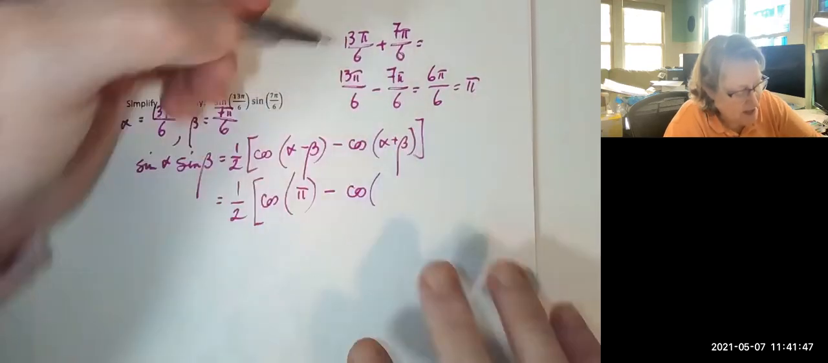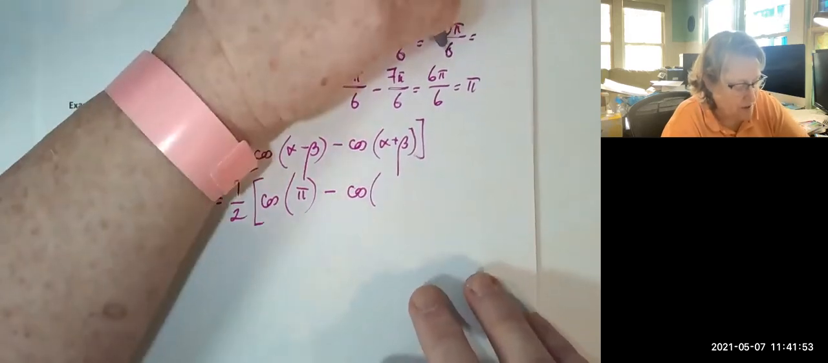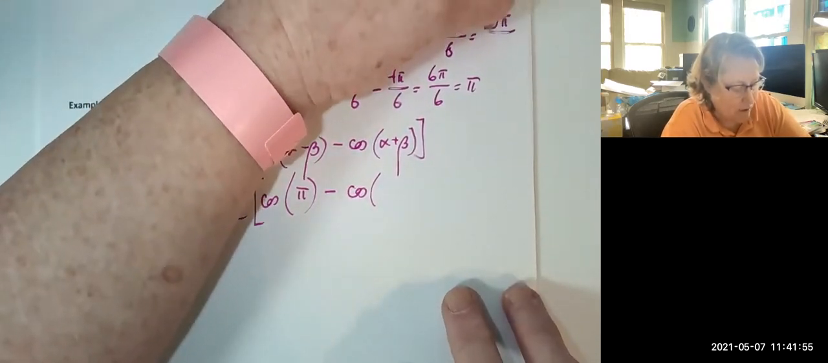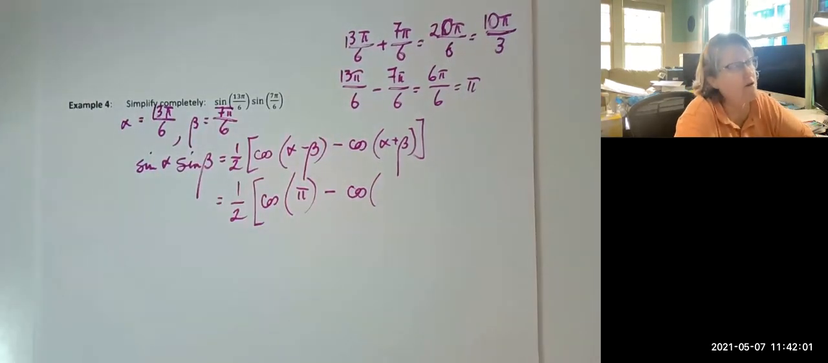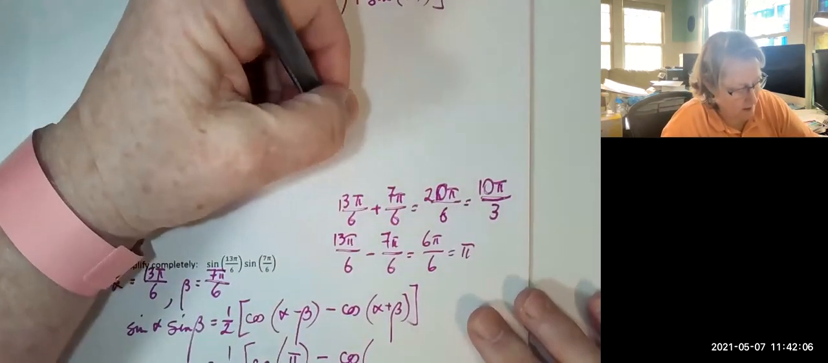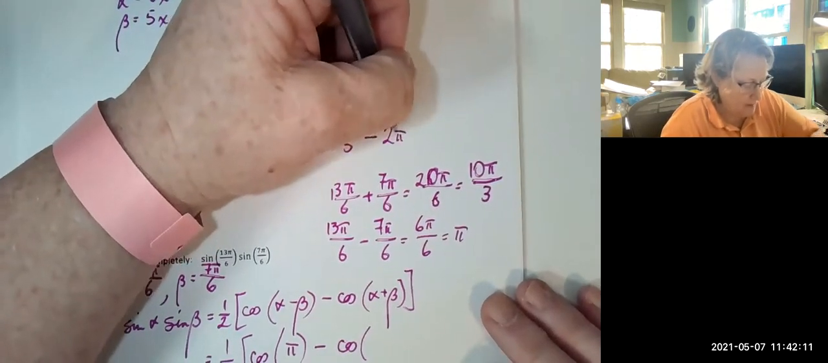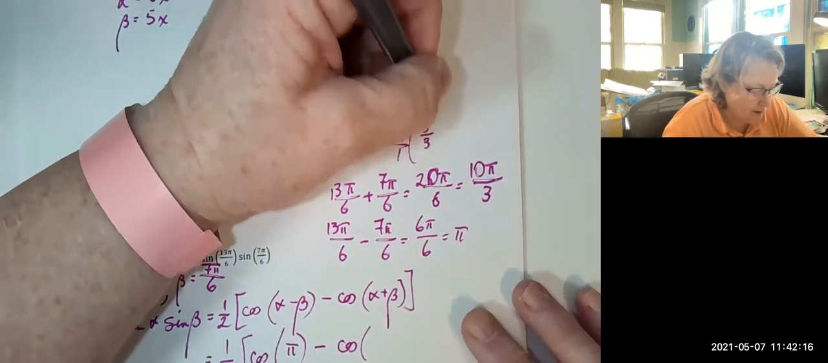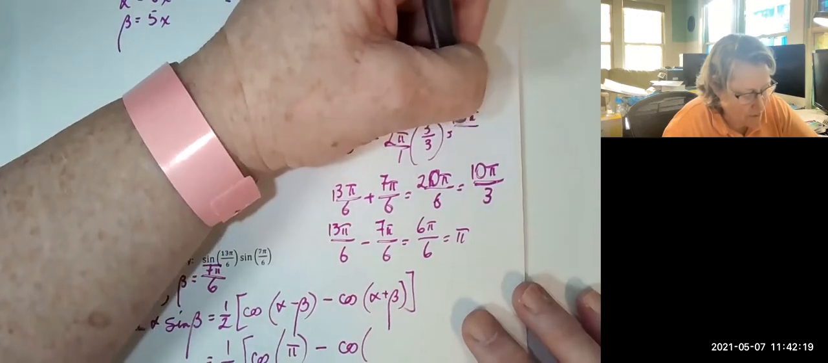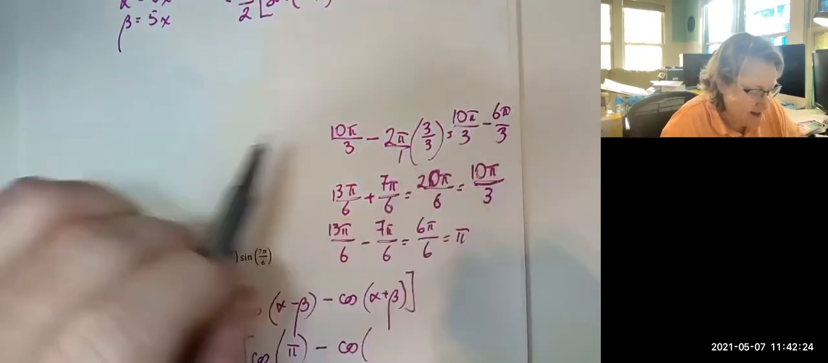13 and 7 are 20. So we have 20 pi over 6. We can reduce by 2. That gives us 10 pi over 3. 10 pi over 3 is larger than 2 pi. If I want to have a common denominator, I would multiply 2 pi by 3 over 3. That gives me 10 pi over 3 minus 6 pi over 3. 10 minus 6 is 4.